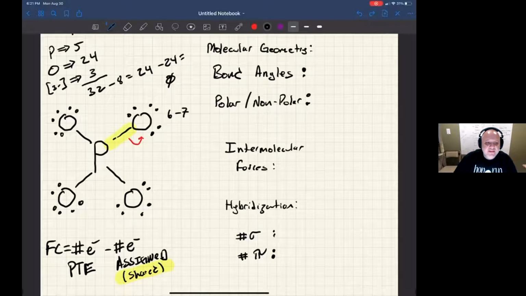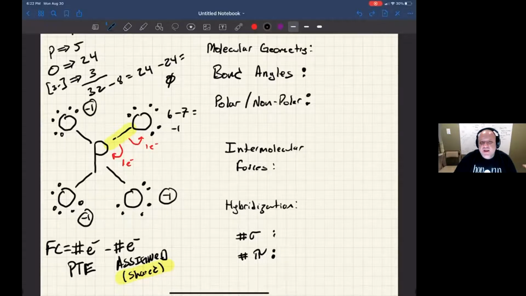But how do I assign the electrons in this bond? I assign them equally because they're shared. So 1 electron gets assigned to the oxygen and the other to the phosphorus. So that's where I come up with the 7 assigned electrons. So 6 minus 7, that's -1. And of course, we're going to do that with the other oxygens as well.